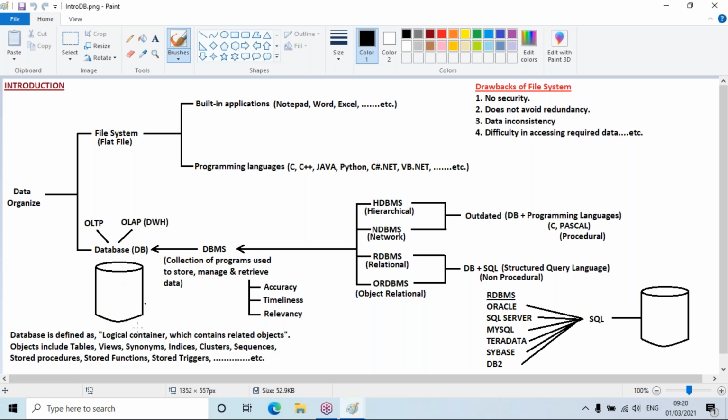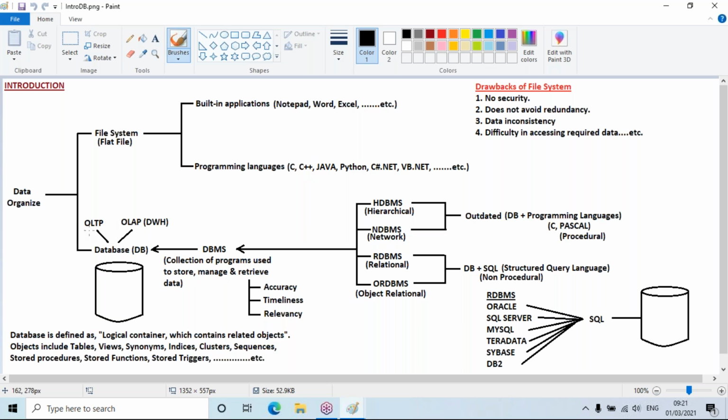This was the introduction part of database. Last demonstration class we discussed this. You can organize data in 2 ways: file system and database. File system, where we create a file to store and manage data, either by using built-in applications or by using programming languages. Because all these programming languages listed here support creating files to store and manage data.